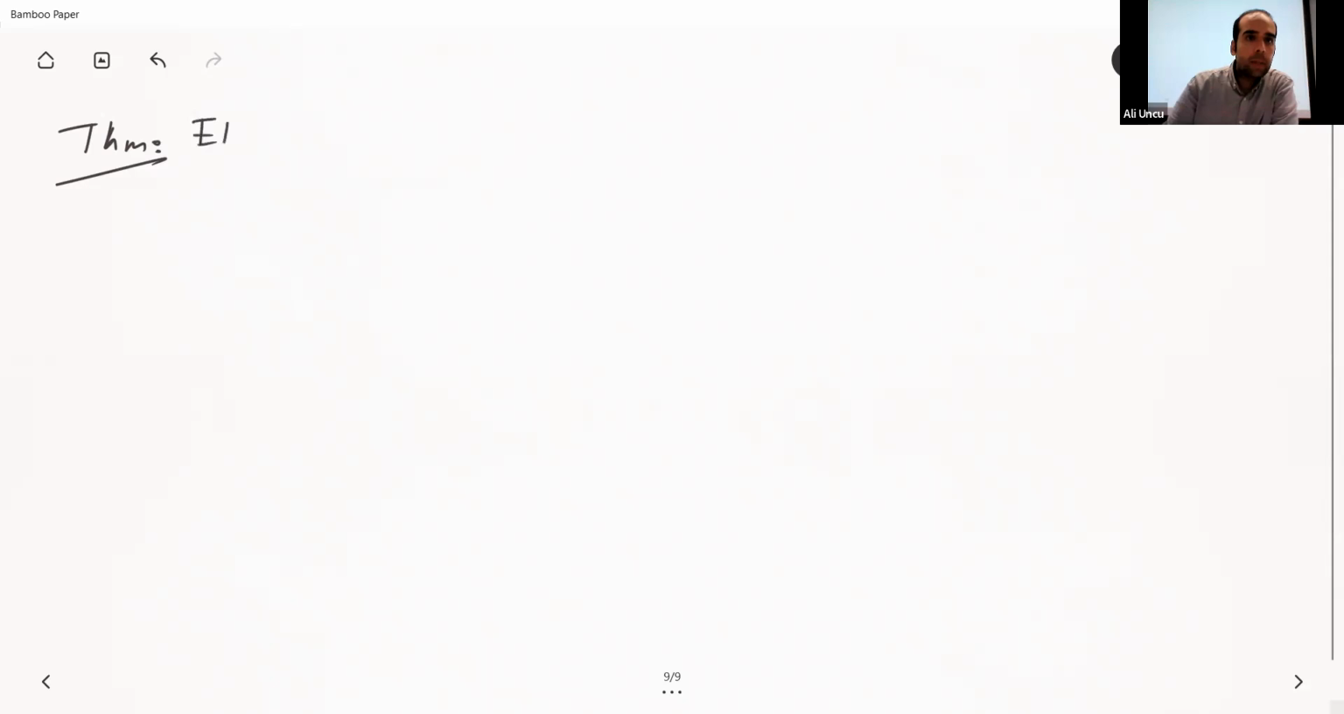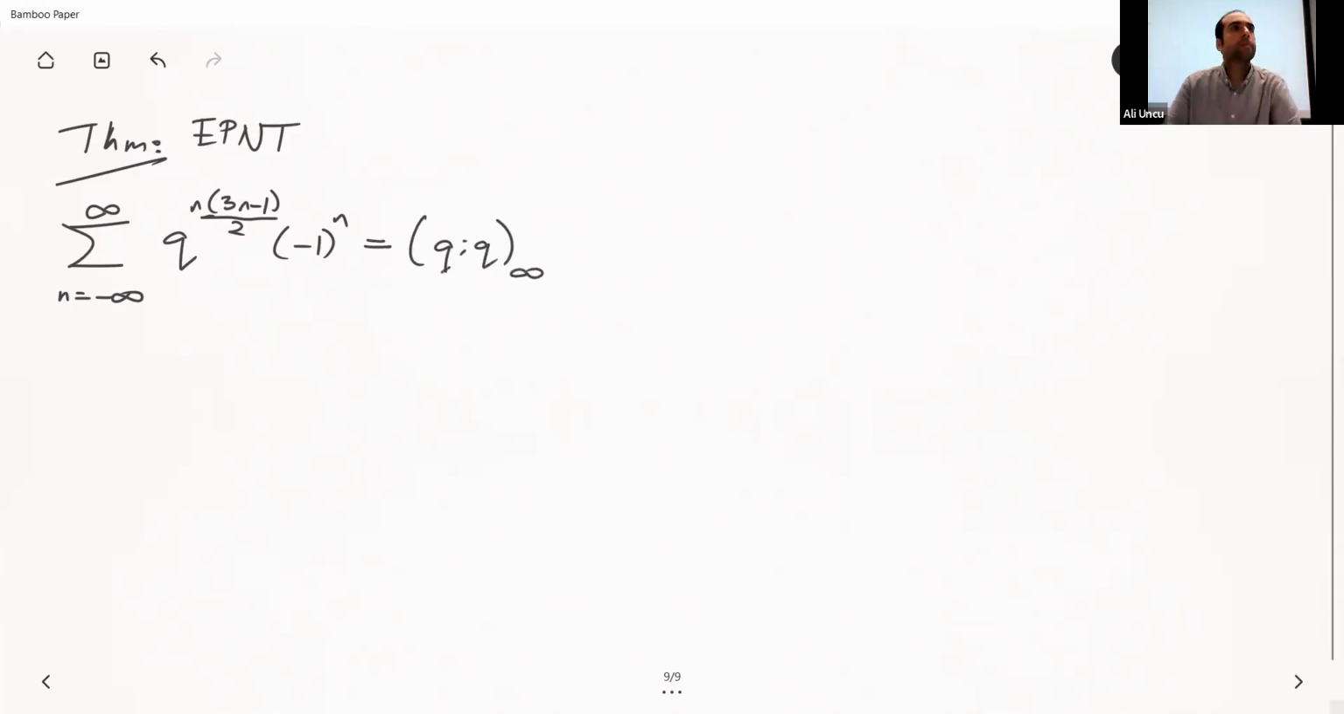So this is Euler's pentagonal number theorem. And that says the sum from n equals negative infinity to infinity of (-1)^n q to the power n(3n-1)/2, so q to the power of a pentagonal number, is equal to (q; q)_infinity. Perfect. We will do the pentagonal number and the differences interpretation in just a second, but let's prove this.